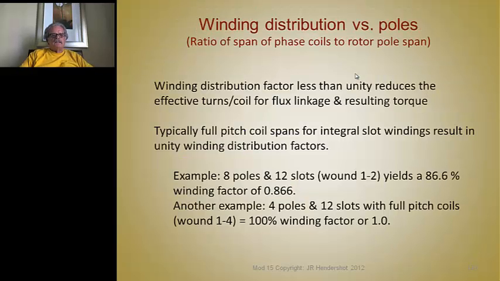The winding distribution factors versus poles. Unity means that the center of the winding is over the center of the poles. That's a good thing. A full pitch winding usually means, if it's an integral slot winding, the number of poles divides evenly into the number of slots. That's an integral slot winding. So that means that a full pitch winding is going to give you a winding factor, a distribution factor, of 1.